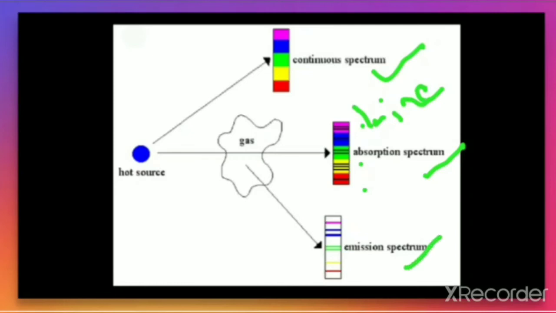So, from this we got an idea. What is a continuous spectrum? When one color is merged with the other color, then it is called a continuous spectrum, in which there are no gaps between the different radiation. But in absorption and emission spectrum, we can find certain lines in the spectrum. Therefore, it is called a line spectrum.